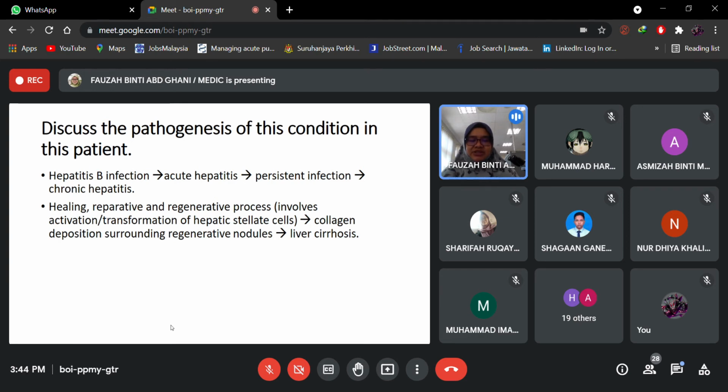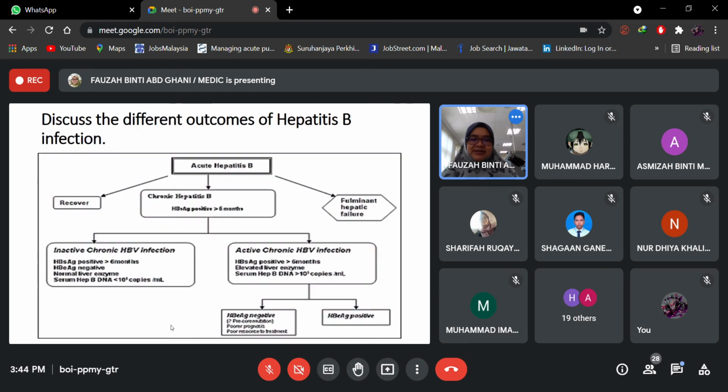So as you mentioned, there's the healing, repair and regenerative process, and this will give rise to collagen deposition surrounding the regenerative nodules of hepatocytes. And this in turn leads to liver cirrhosis. Okay, excellent. So the different outcomes of hepatitis B, I'll just show you.